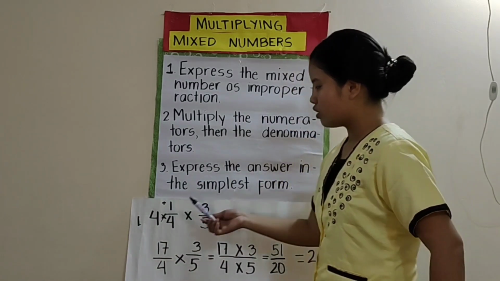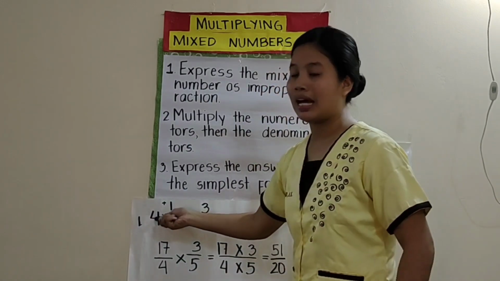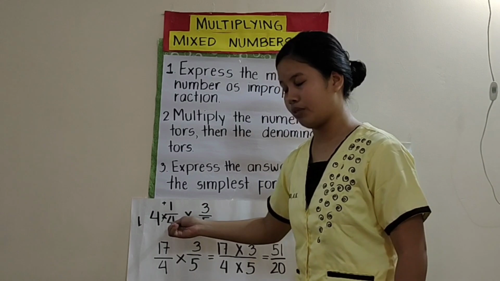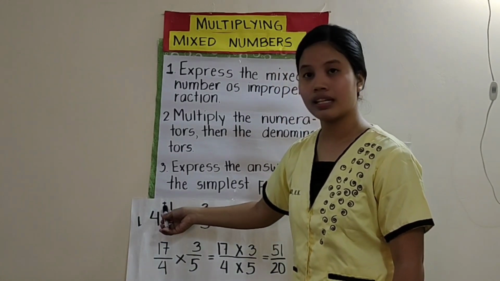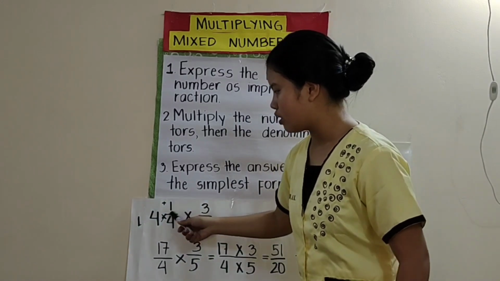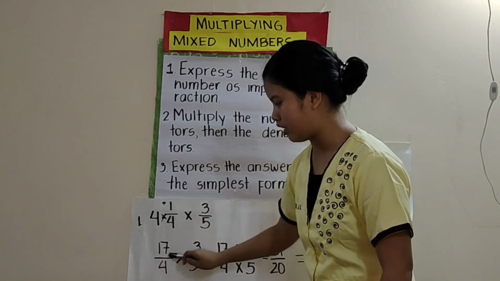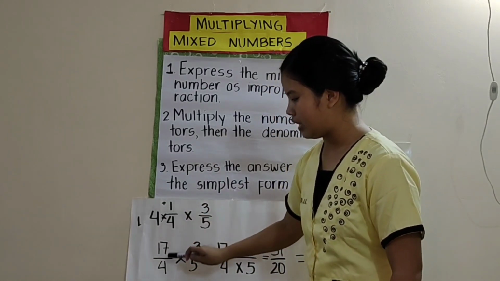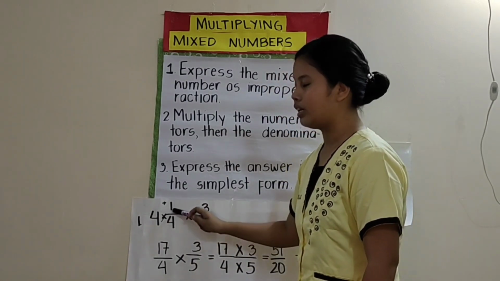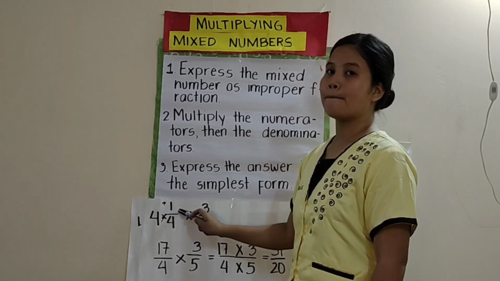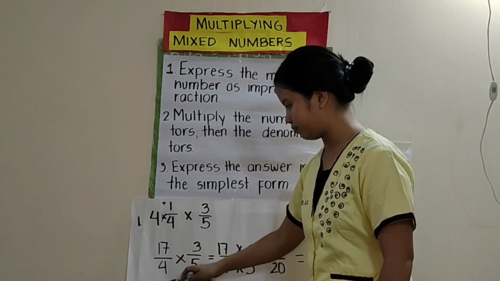Okay. So to make this an improper fraction, we will multiply the whole number and the denominator, which is 4 times 4 is 16, plus the numerator. So 16 plus 1 is 17. So we have here 17. Then we will copy the denominator. So 4 and 1/4, if we convert it into an improper fraction, it will become 17 over 4.